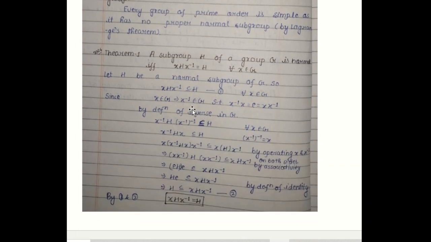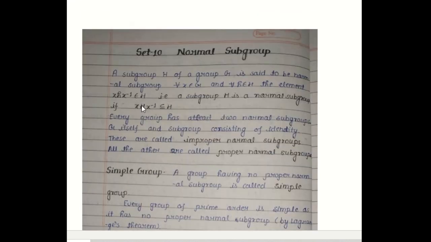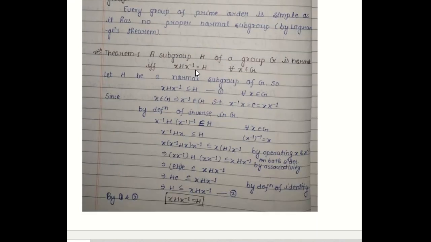Now we discuss some theorems, and the very first theorem is: a subgroup H of a group G is normal if and only if x H x inverse equals capital H. Let H be a normal subgroup of G. So by definition, x H x inverse is contained in H, as already defined. Let it be equation number 1, for all x belonging to G.